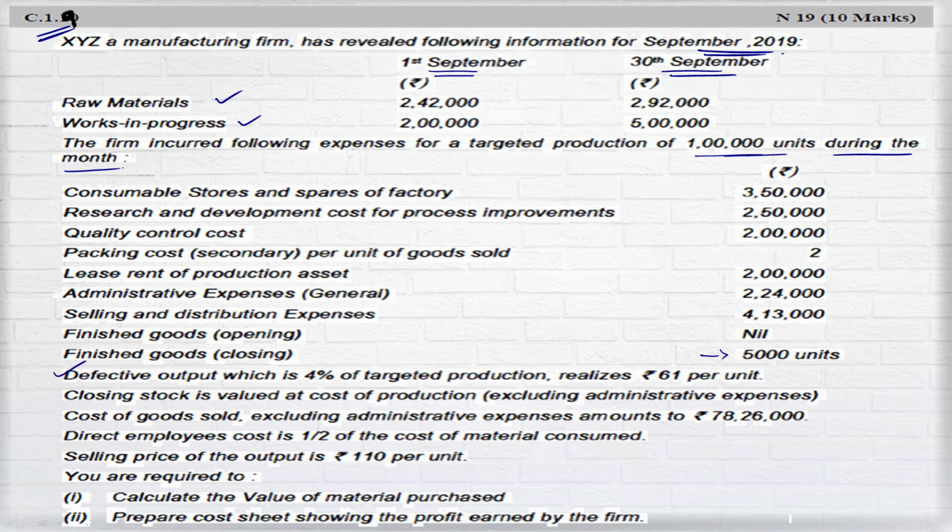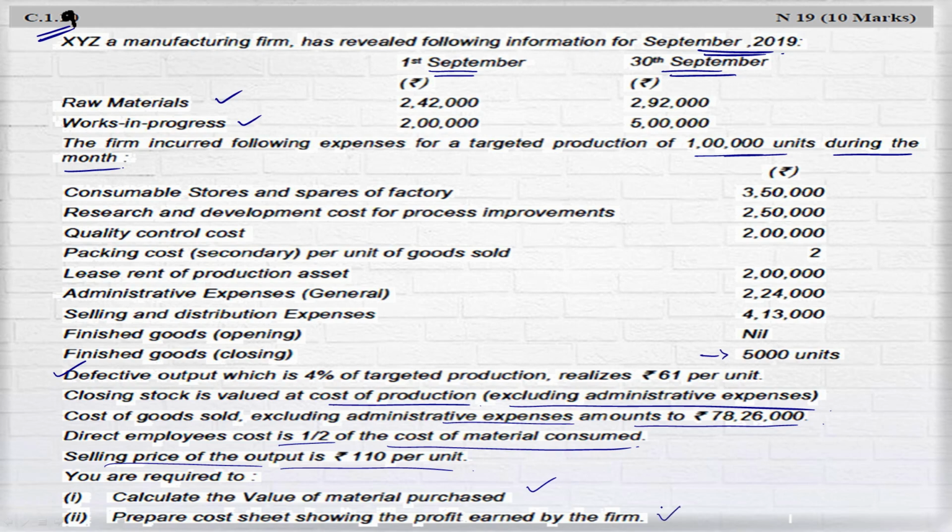This will be an important point. Closing stock is valued at cost of production excluding administrative expense. So administrative expenses should be forming part of administrative and selling overhead, right? Cost of goods sold excluding administrative expenses amounts to 78,26,000. Direct employee cost is half of cost of material consumed. Selling price of output is 110 per unit. You are required to calculate the value of material purchased, which will be a question mark for us.